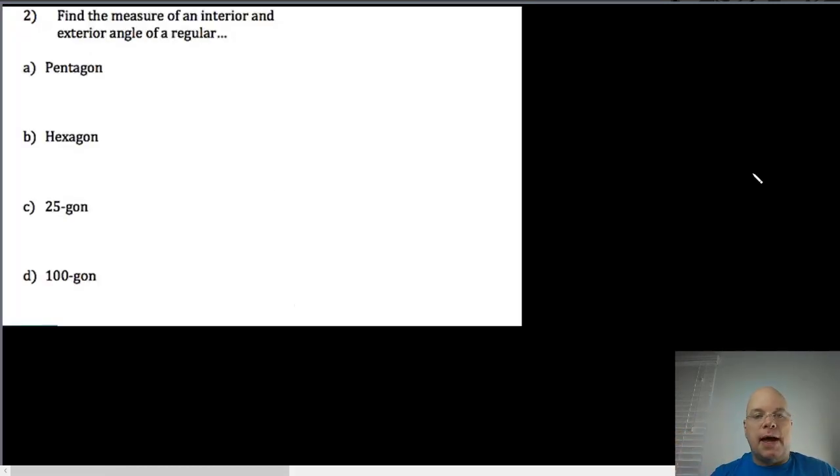Problem number 2 asks you to find the measure of an interior and exterior angle of a regular pentagon, hexagon, 25-gon, and 100-gon. We're going to just focus on the pentagon and then extend our understanding of the pentagon to these other shapes. So I'm going to do my best to draw a regular pentagon here.